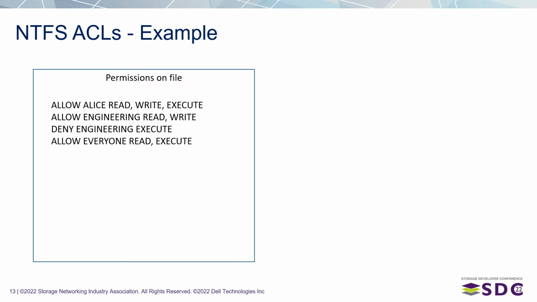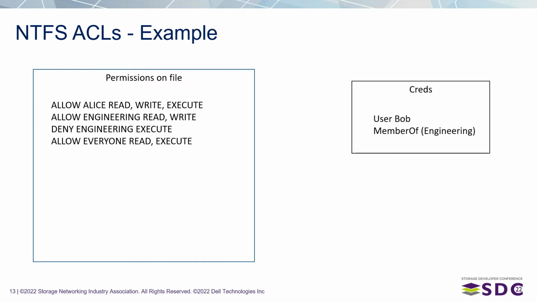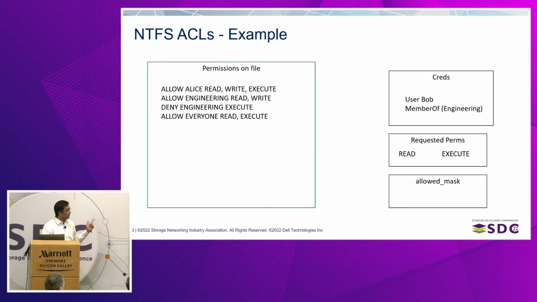So how can you make this match the mode bits that we saw earlier? One way to do that is to add a deny for engineering here. Then Bob is asking for read, execute. You look at the first ACE, it doesn't match. You look at the second ACE, it matches, and he gets read. Then you look at the third ACE. Execute hasn't been allowed yet, and it's being denied explicitly. So his permission here is denied. So it matches the behavior.